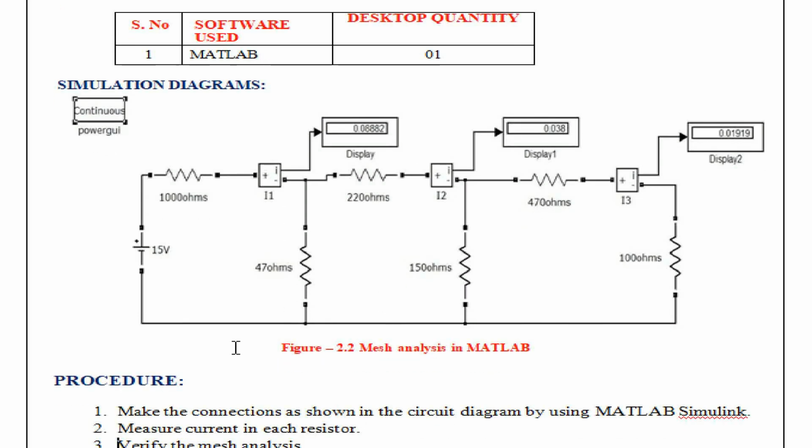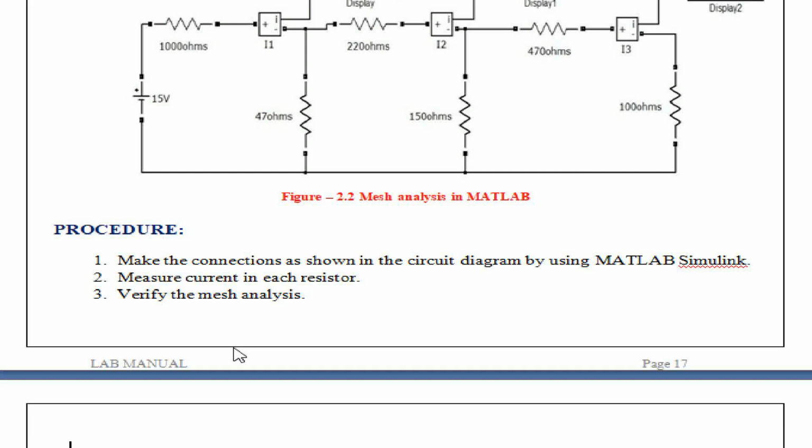To do this experiment, we need some procedure. The first step in the procedure is to make the connections as shown in the circuit diagram by using MATLAB Simulink. The second step is to measure the current in each resistor. The third is to verify the mesh analysis.